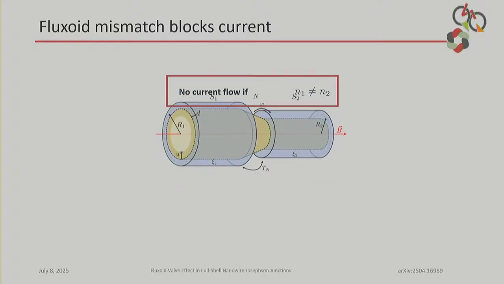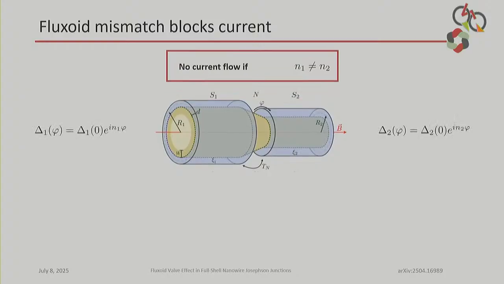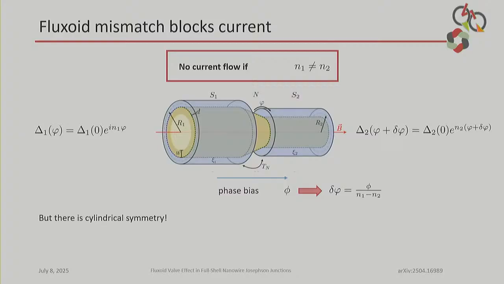Why is this? Because at the end of the day, if I add a phase bias between these two segments of the junction, as I do in a Josephson junction, I can translate that phase bias into a rotation of one of the cylinders. So I can rewrite the superconductor order parameter in this way, in which this phase bias is just an angle, an actual real space rotation. But there is cylindrical symmetry, and thus this angle variation cannot change the free energy. The free energy is going to be the same because of the cylindrical symmetry. And if the free energy is the same, the derivative of the free energy with respect to the phase is 0, and thus my Josephson current is 0, my critical current is 0.